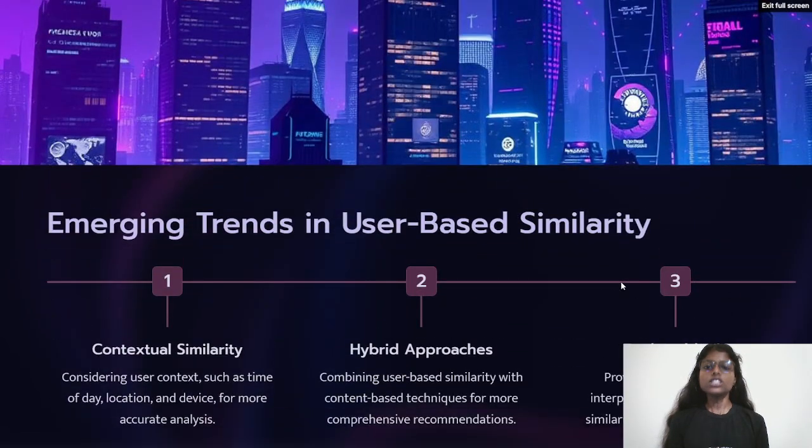Emerging trends in user-based similarity. Contextual similarity: considering user context such as time of day, location, and device for more accurate analysis. Hybrid approaches: combining user-based similarity with context-based techniques for comprehensive recommendations. Explainable AI: providing transparent and interpretable insights into user similarity and recommendations.